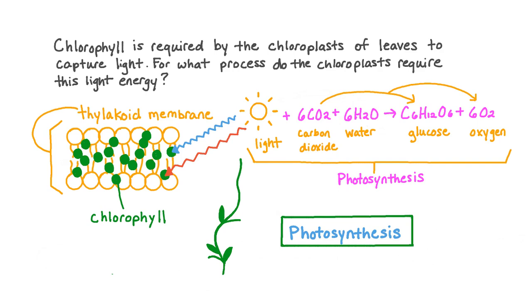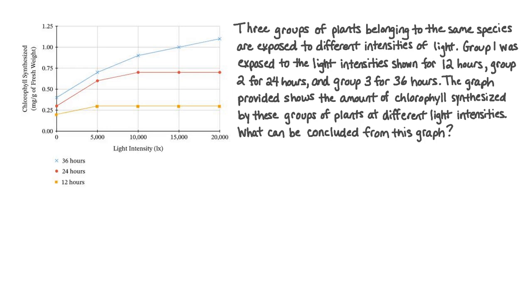Now let's try a final practice question. Three groups of plants belonging to the same species are exposed to different intensities of light. Group 1 was exposed to the light intensity shown for 12 hours, Group 2 for 24 hours, and Group 3 for 36 hours. The graph provided shows the amount of chlorophyll synthesized by these groups of plants at different light intensities. What can be concluded from this graph?